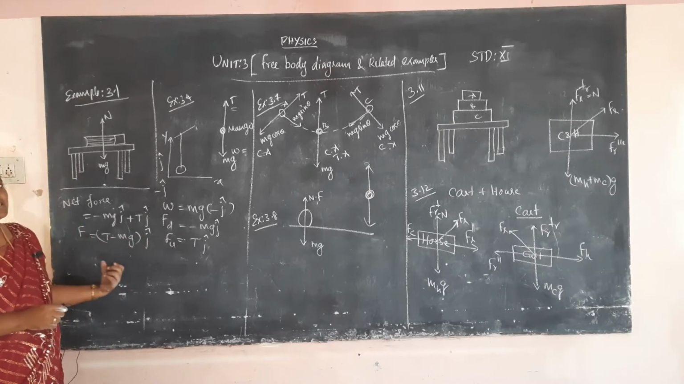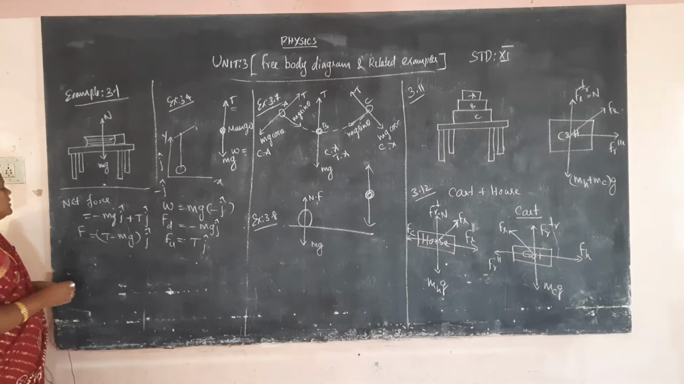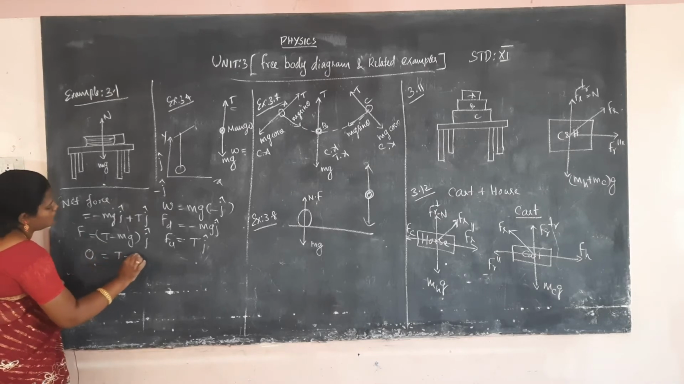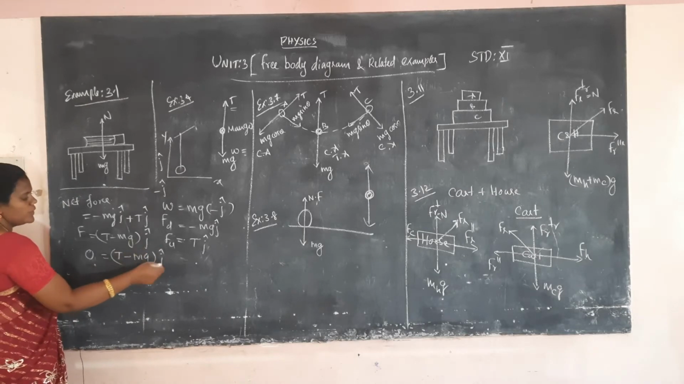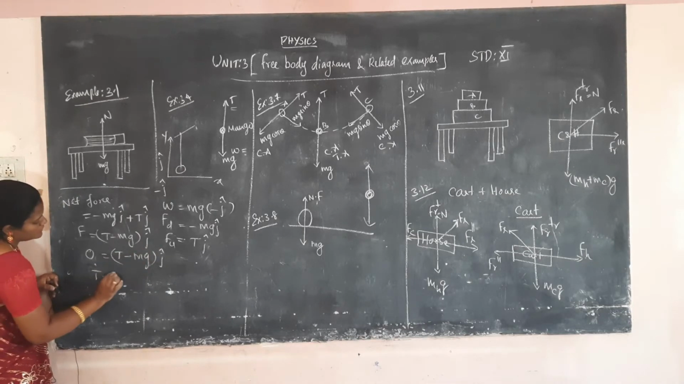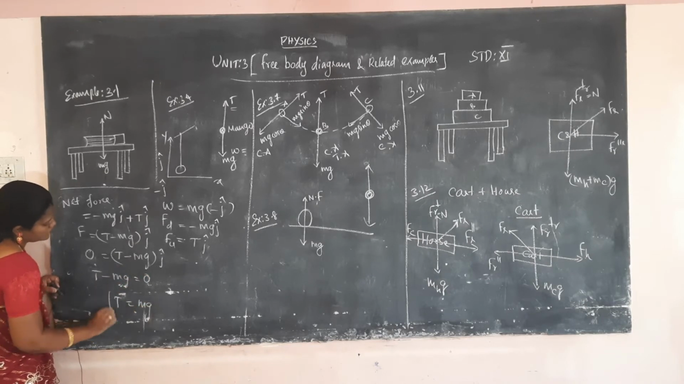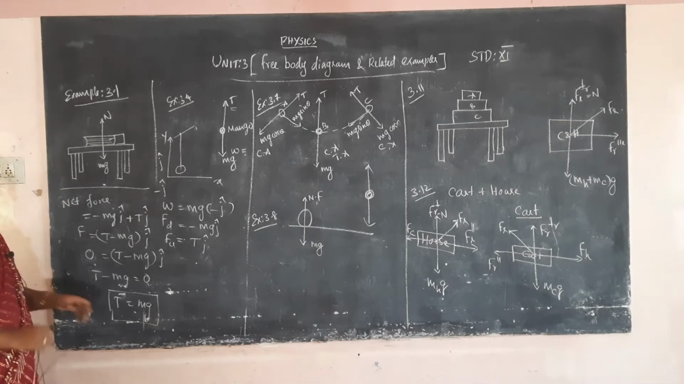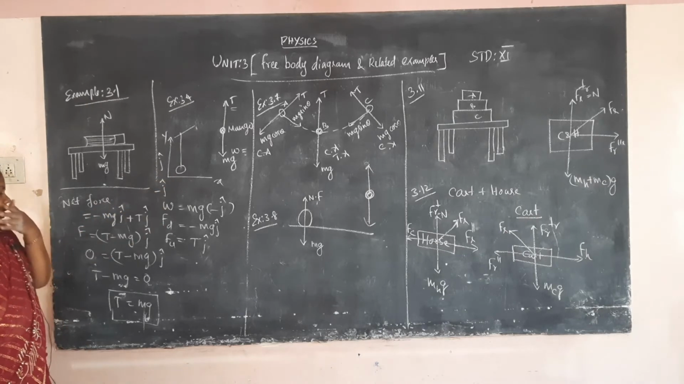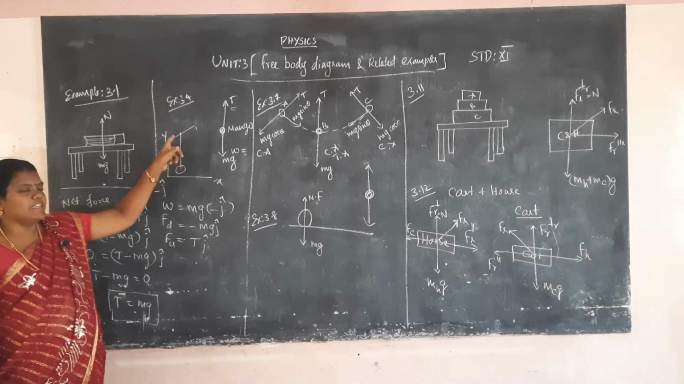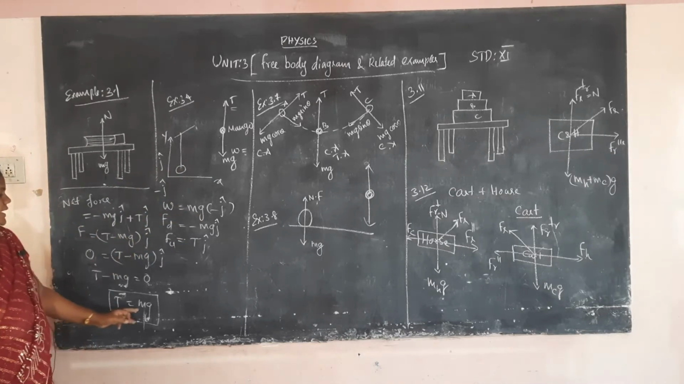Suppose we consider the net force to be 0. Then T minus mg into j cap is 0. Remove the unit component: T minus mg is equal to 0, so T is equal to mg. What is the meaning? The tension applied on the cord in the tree will be equal to the weight of the mango. The mango's weight applies the tension, so T is equal to m into g.